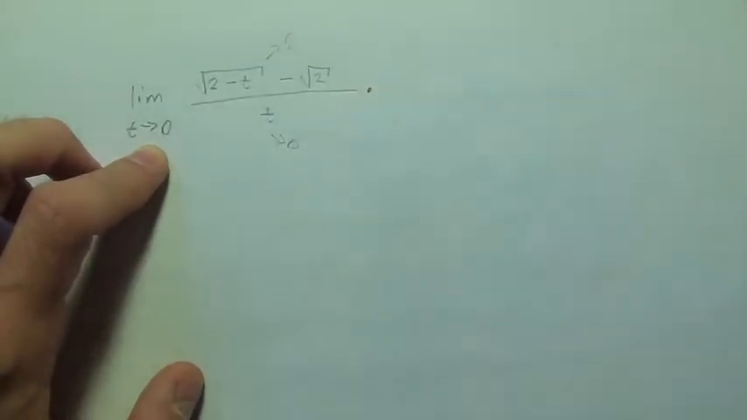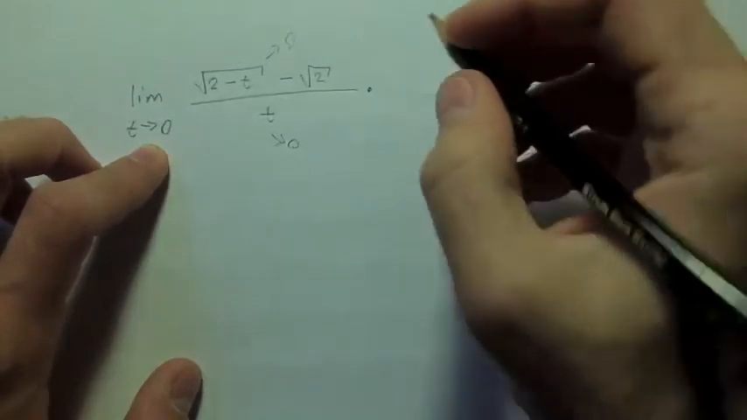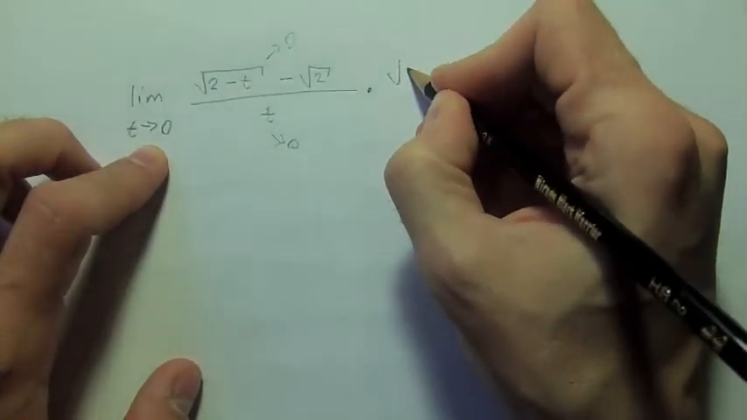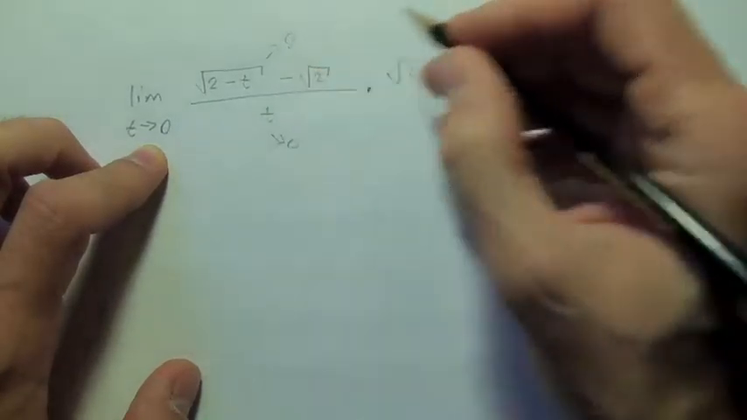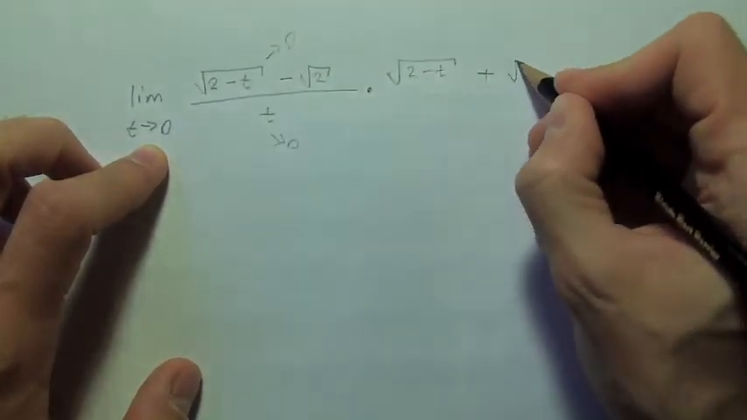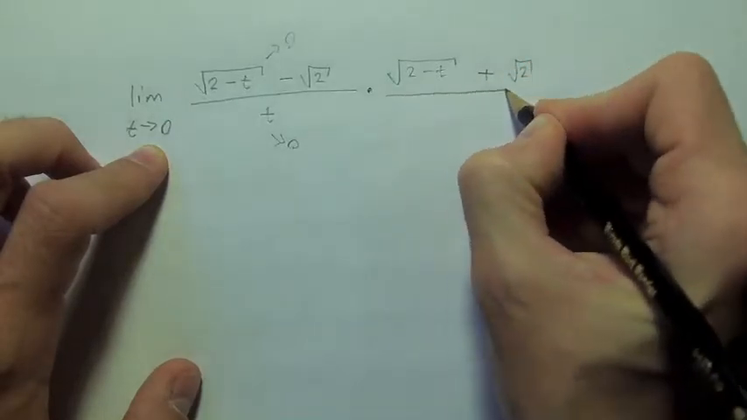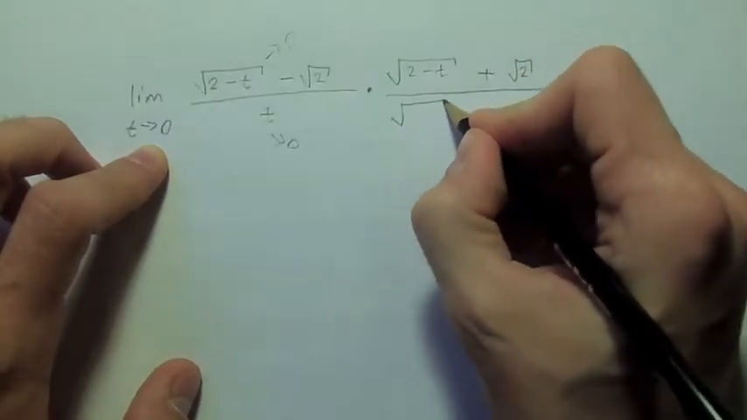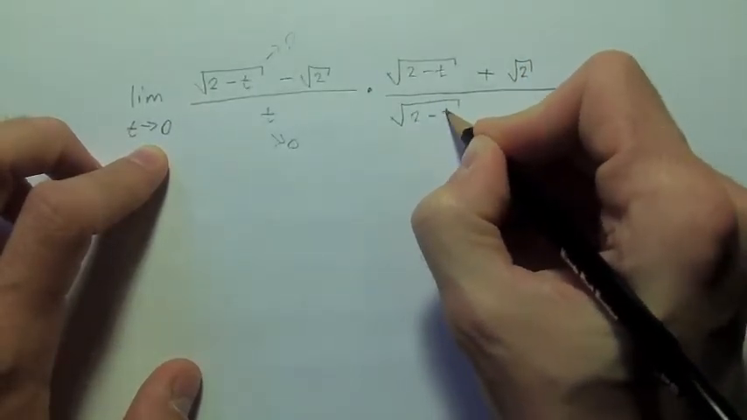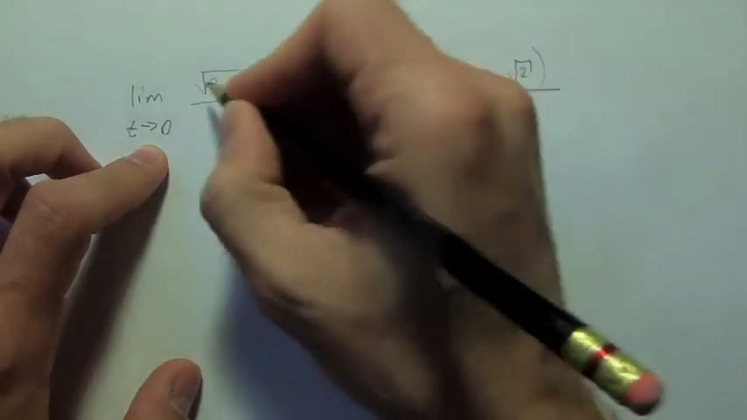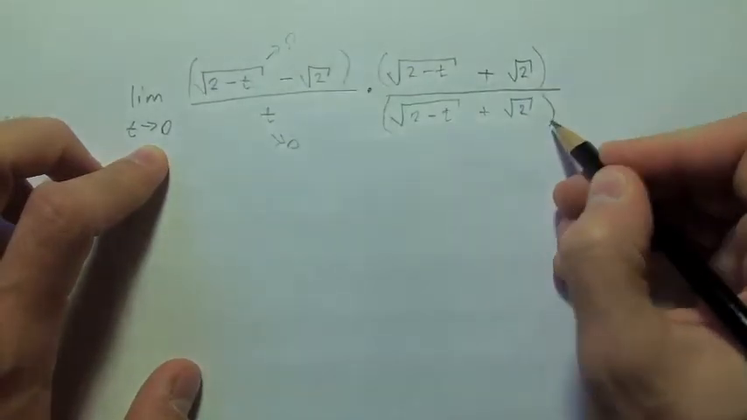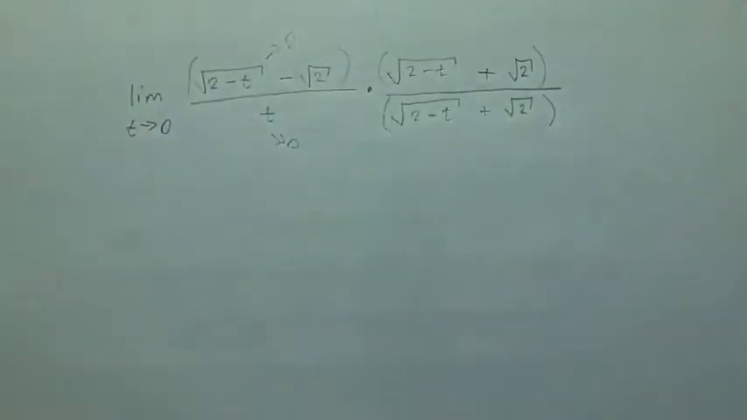I'm going to multiply by the conjugating factor. And that's going to be, well, I'll just take the square root of 2 minus t and change this sign to a plus, and put that all over itself. Then I'm going to throw in all my parentheses, because you don't want to forget that.